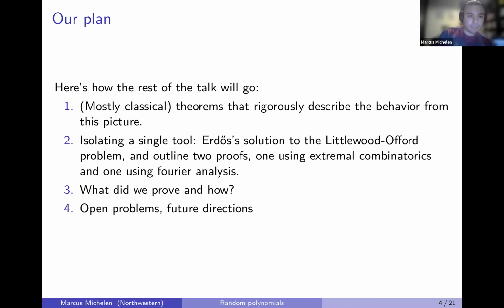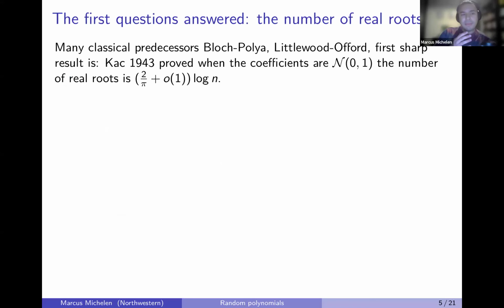Okay, so I'm going to talk about the results sort of historically rather than in the order I presented them. And the most classical results about random polynomials were about the number of real roots. So there were predecessors by Bloch and Pólya and Littlewood and Offord, but the first sharp result was Kac in 1943, who said when the coefficients are Gaussian, the number of real roots is around (2/π + o(1)) log n. This is true in expectation and also with high probability. So I have n roots, but only log n of them are real. So it's actually a very small fraction of them, but a growing number of them.